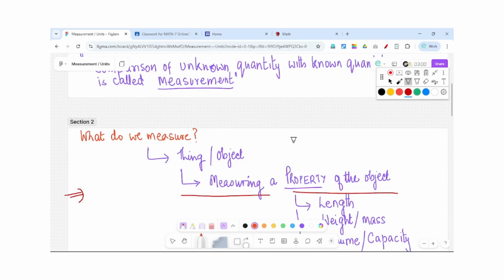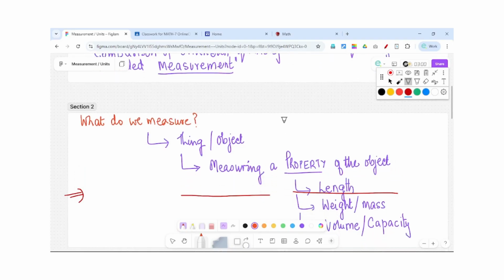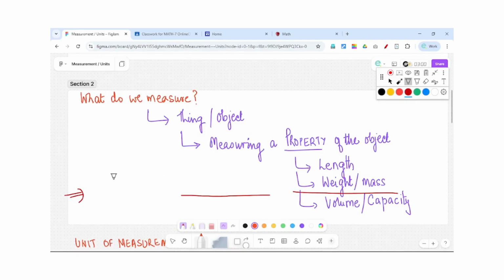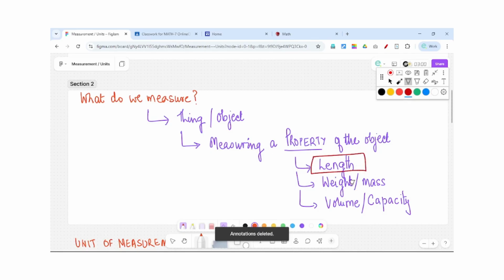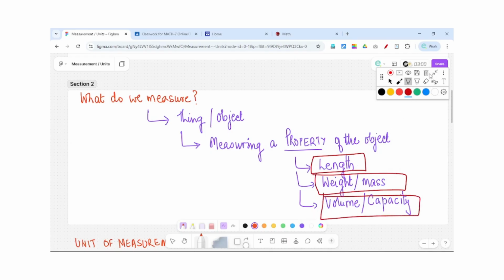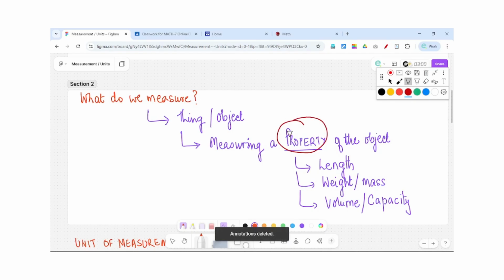comparison of unknown quantity with known quantity. So let's see, what do we measure? When we say we are measuring a particular thing or an object, what do we mean? We are basically measuring the property of that object. We are not measuring the object, we are measuring a property of the object. The property can be length, weight and mass, volume or capacity. So we are measuring different properties of an object.